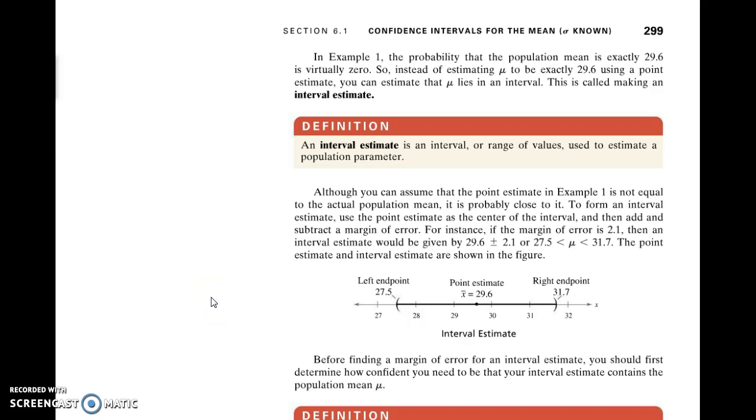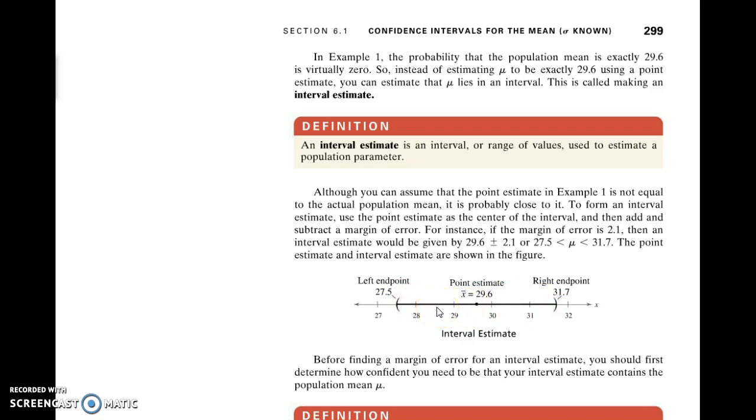So we always start off by finding our point estimate. So for example, our grocery store employees, we guessed that the population mean would be 29.6. We are using our point estimate from our sample. But then we're going to create an interval on either side. So we'll go a little bit less than 29.6 and we'll go a little bit more than 29.6. And we're going to be very confident that the real population mean is somewhere within this interval.